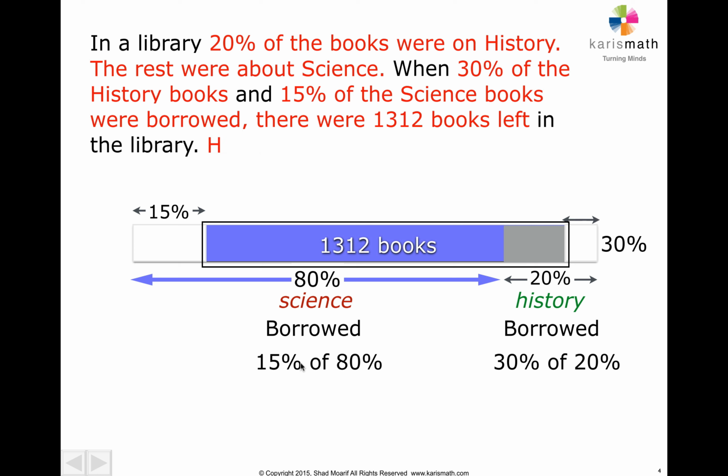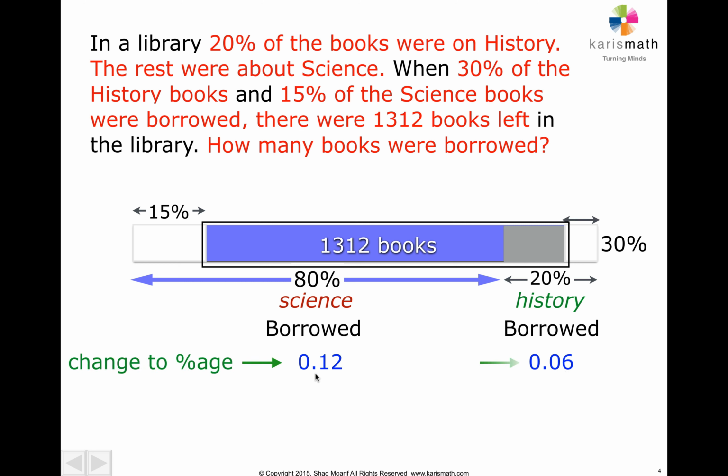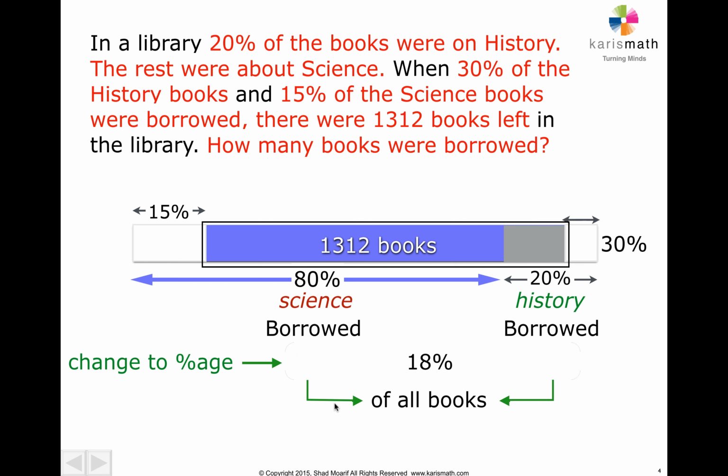Well, let's first work out in terms of percentage. What's 15% of 80%? We multiply these two in decimals, and we get 0.12 and 0.06. Now we change that to percentage by multiplying by 100%. We get 12% and 6%. So the total percentage of books that were borrowed, both in history and in science, is 18%.